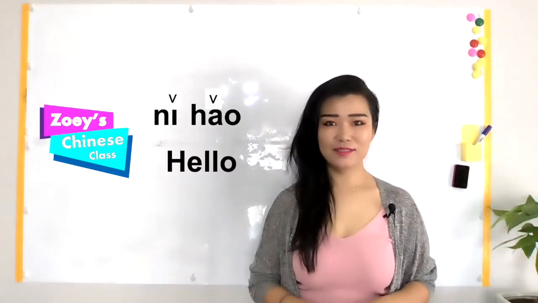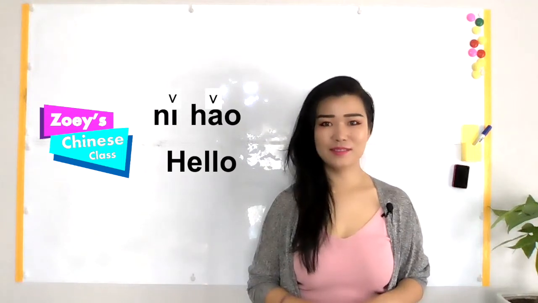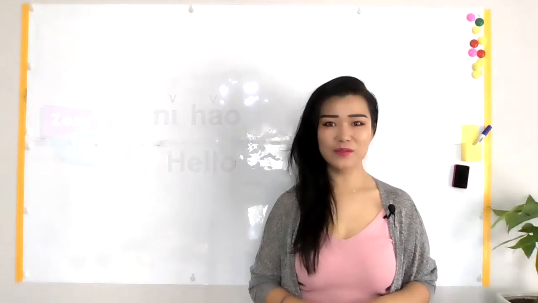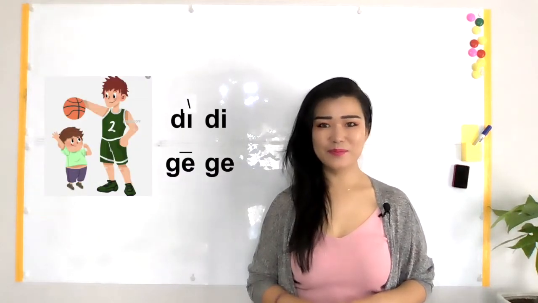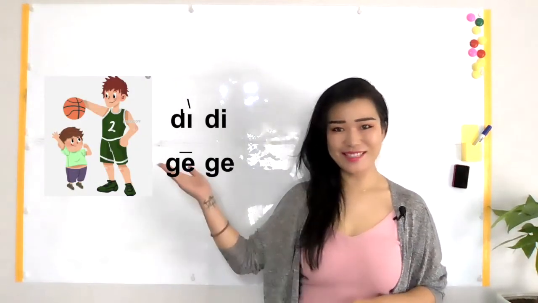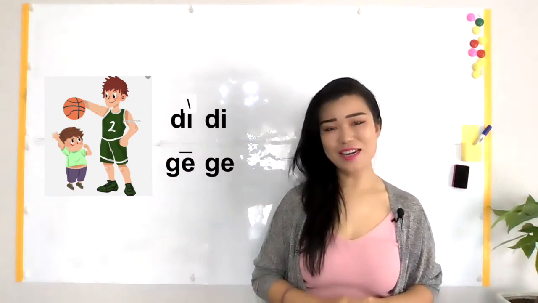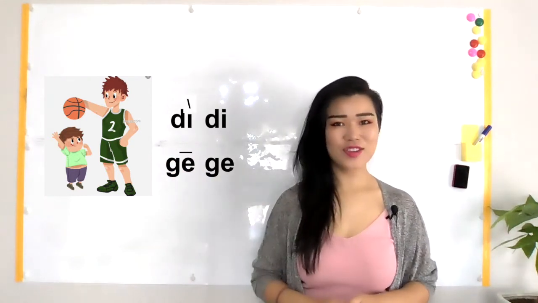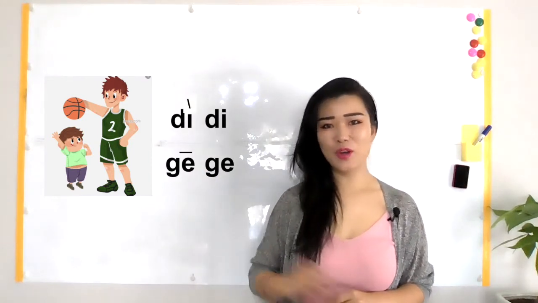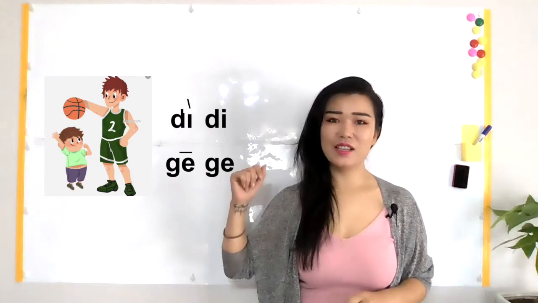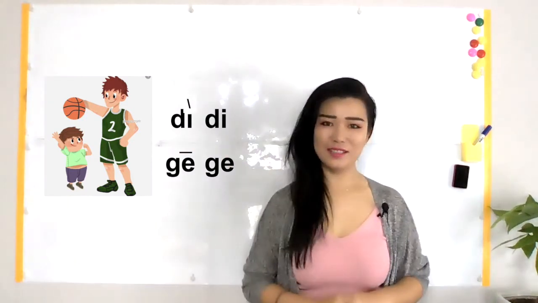你好，你好，Hello，你好，地图，地图，弟弟。What is 弟弟? It's little brother. 哥哥, 哥哥 is the bigger brother. So in Chinese, we call little brother 弟弟. We call older brother 哥哥.